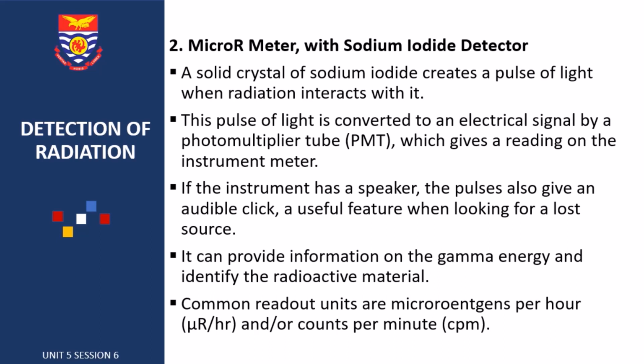The microR meter with sodium iodide detector can provide information on gamma ray energy and also identify the radioactive material. Some common units that are used are the microRoentgen per hour and count per minute.